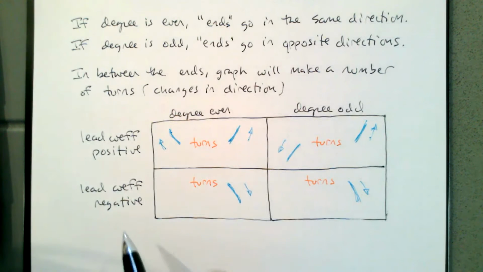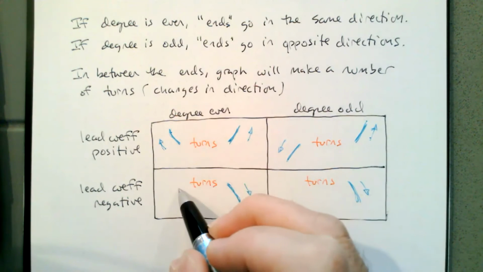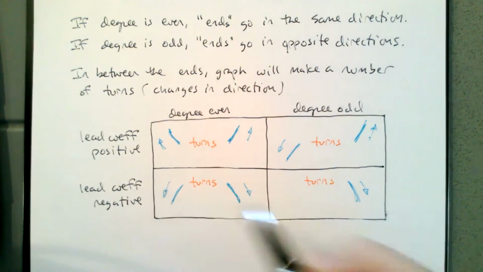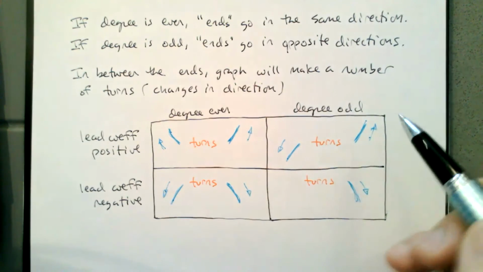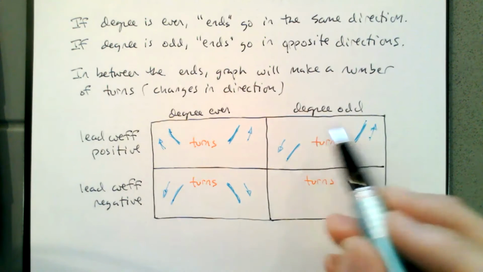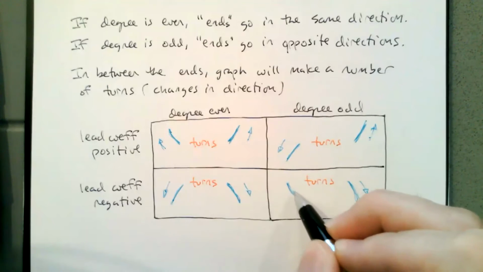If the leading coefficient is negative, then we know that the graph will fall to the right. If the degree is even, the left side does the same thing as the right side, goes down towards negative infinity. If the degree is odd, then the left side does the opposite of the right side.